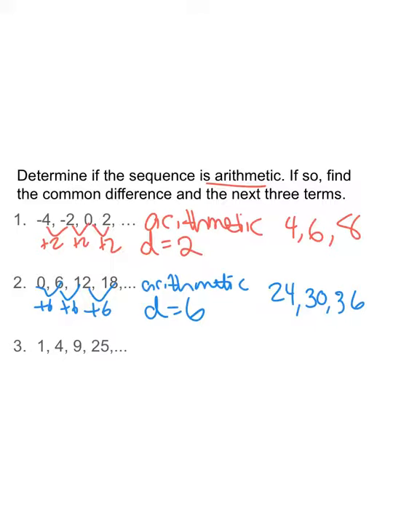And so our last example, we have 1, 4, 9, and 25. I know that I add 3 and then add 5. Right away, I know this is not arithmetic, so we're going to write no. And we can stop there because there is no common difference.